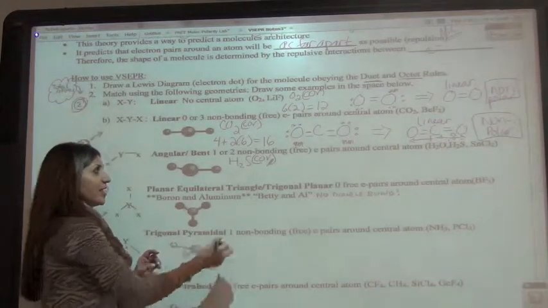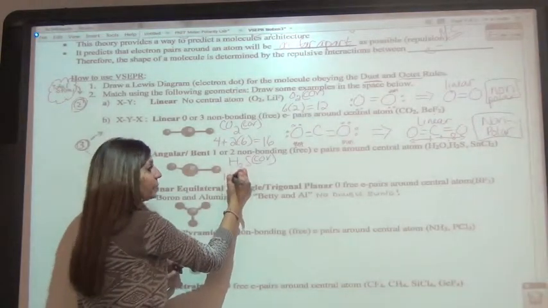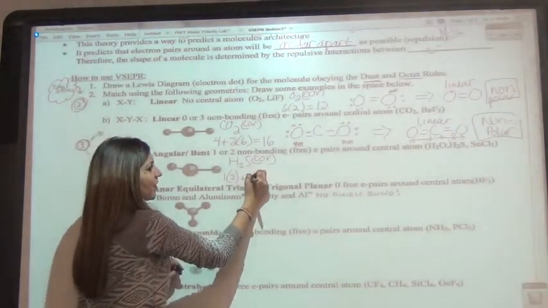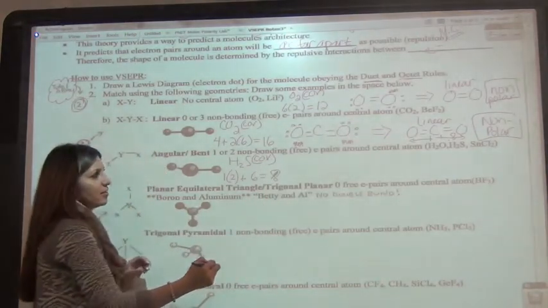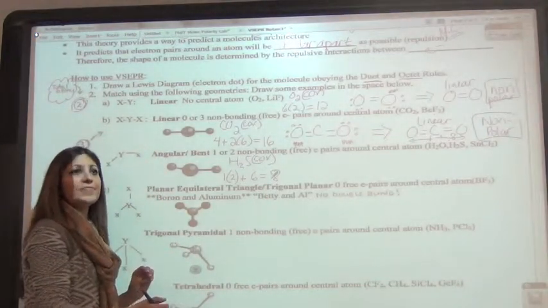Let's add up our valence electrons. Hydrogen has 1, but times 2. And sulfur has 6, so we get a total of 8. Which one goes in the middle? S.